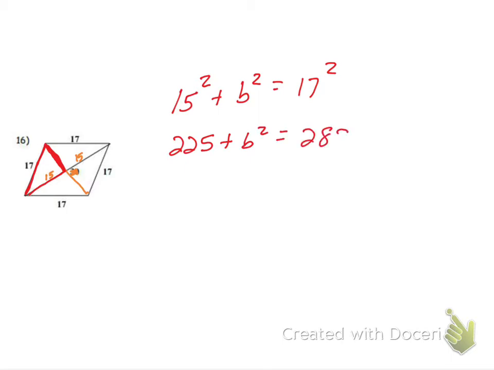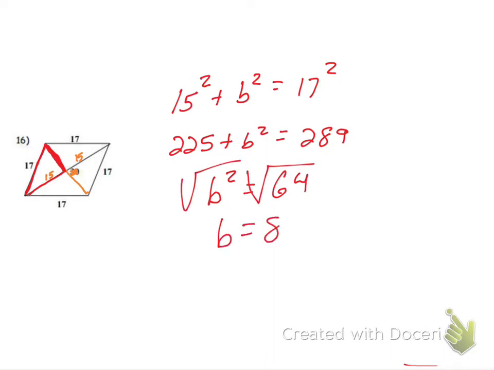So where the 15 is would be a squared, so 15 squared, and then plus, what we don't know is this line right here, and that would be b squared, and that's going to equal 17 squared. So then 15 squared is 225, plus b squared is equal to 17 squared, which is 289. So I'm going to subtract 225 from each side, and I'm going to get b squared is equal to 64. So then I take the square roots of both, and I find out that b is equal to 8.